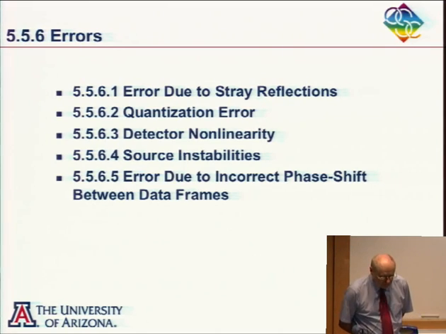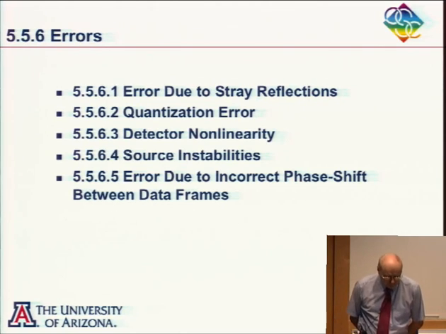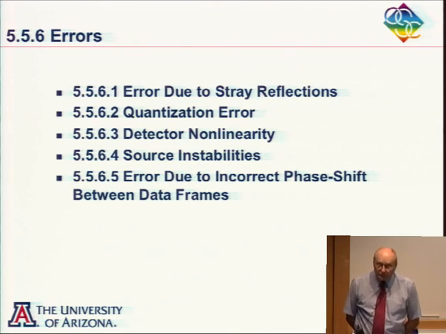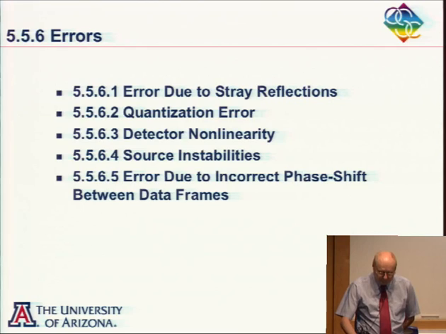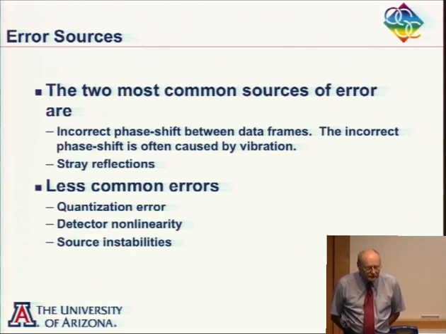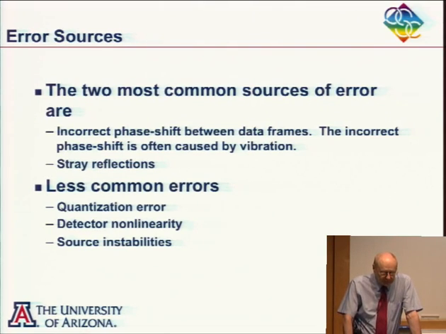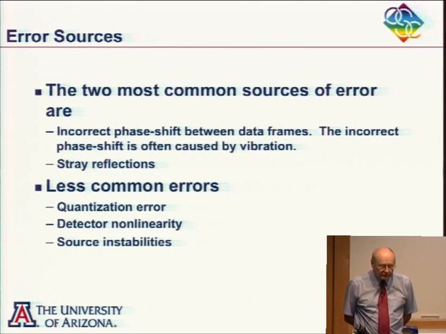Detector nonlinearities, source instabilities, maybe the intensity of the source is varying with time, maybe the frequency is varying with time. And then what we just talked about, the phase shift between data frames. What if we don't have the phase shift that we want? What if we don't have 90 degrees? So of these 5 error sources, the 2 most common ones that cause the most trouble are the incorrect phase shifts between data frames and stray reflections in the system.